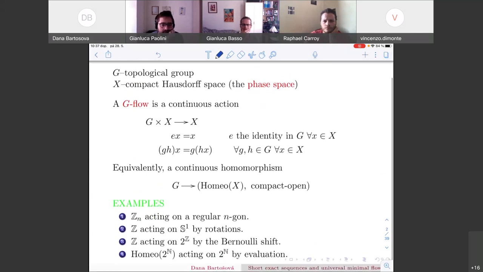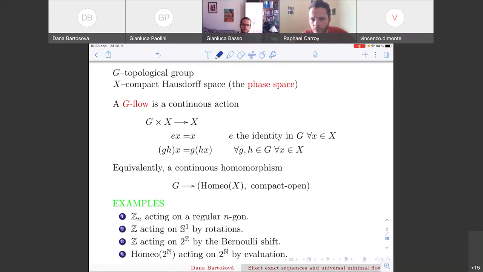Anyway, so a little intro into topological dynamics. So we are talking about arbitrary topological groups, but we are restricting ourselves to compact Hausdorff spaces, which makes our life a lot easier. And we will typically be talking about flows, which means that we will be talking all together about the topological group, the compact Hausdorff space, and a specific action, right? So the same group could have different actions on the same space.